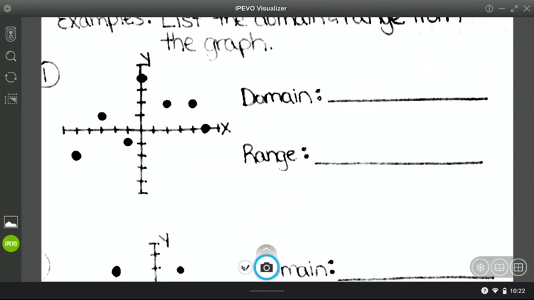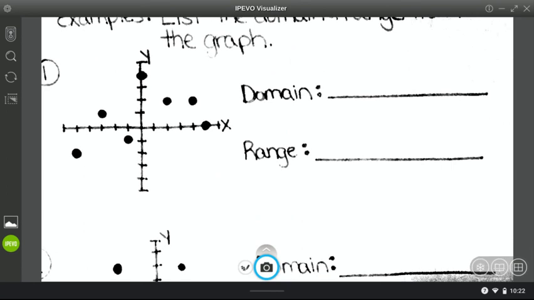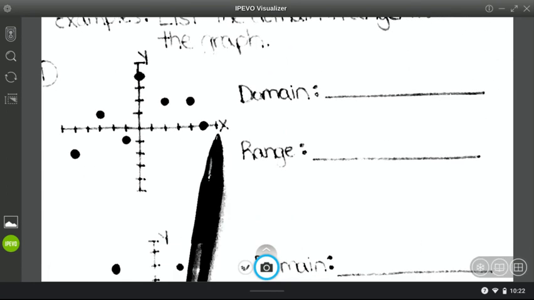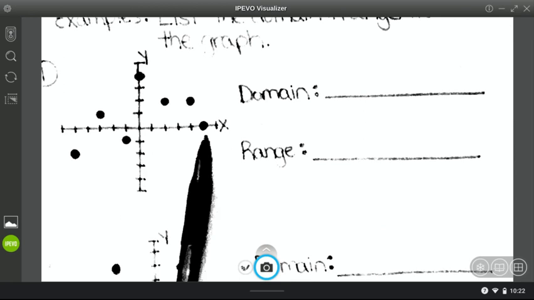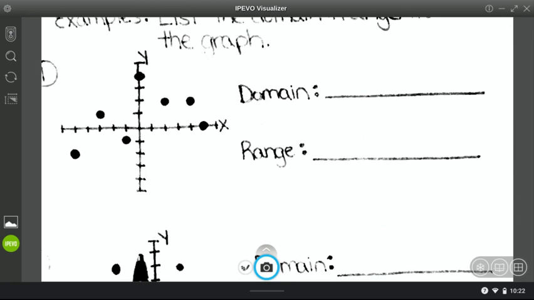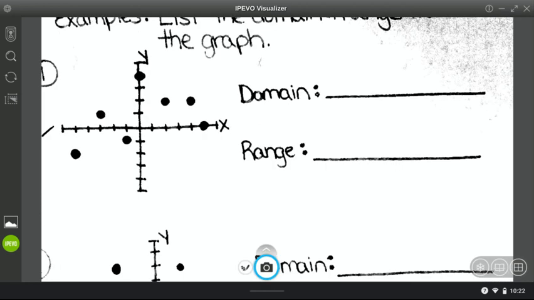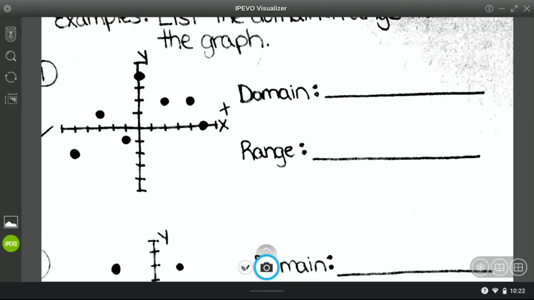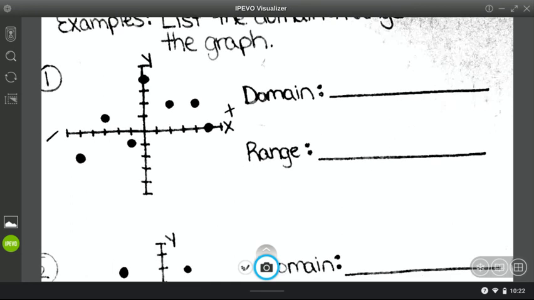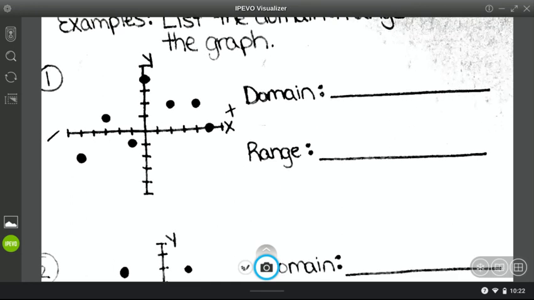All right, so we have an x-axis and a y-axis, right? Now, one thing that's nice about a graph, for the x-axis, where are the smaller numbers located? So on this x-axis right here, which direction are the smaller numbers? All right, smaller numbers go to the left, right? Because this is the negative side of the x-axis and this is the positive side, right? So if we look at the domain, we're going to read the points from the x-axis from left to right.